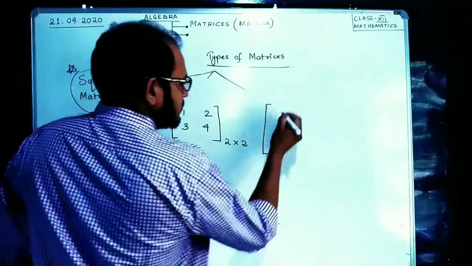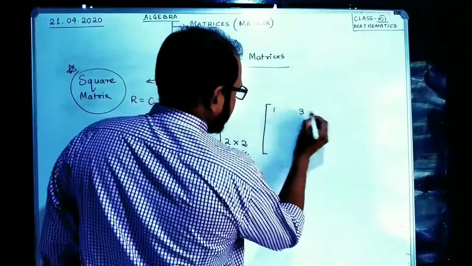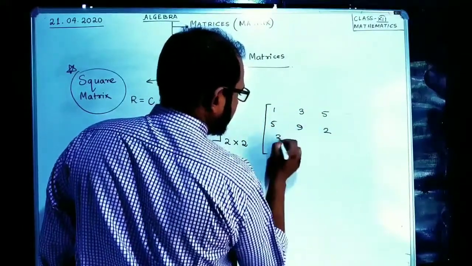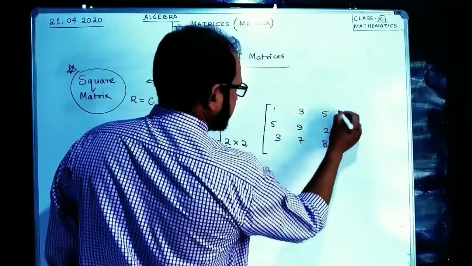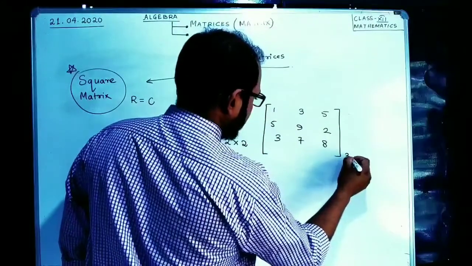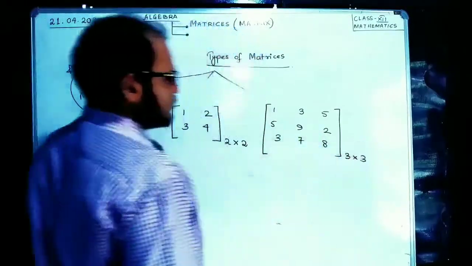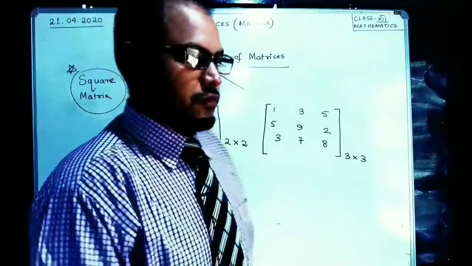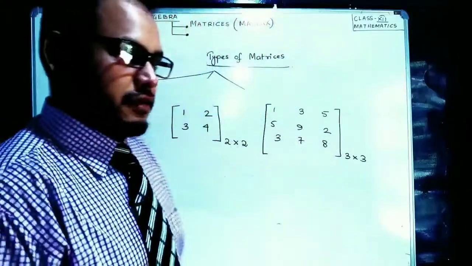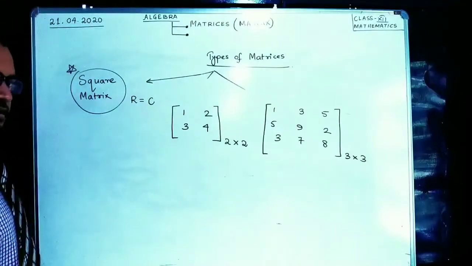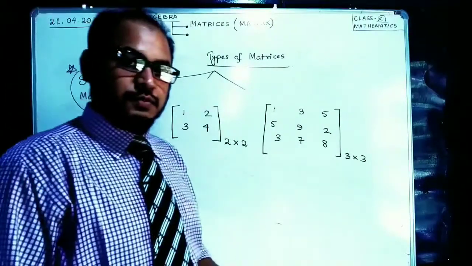This is a square matrix of order 3. See, there are 3 columns and 3 rows. So 3 rows, 3 columns. So a square matrix of order 3. Similarly, I can go for a square matrix of order 4, order 5, and so on. Now, in square matrix there are some special categories.